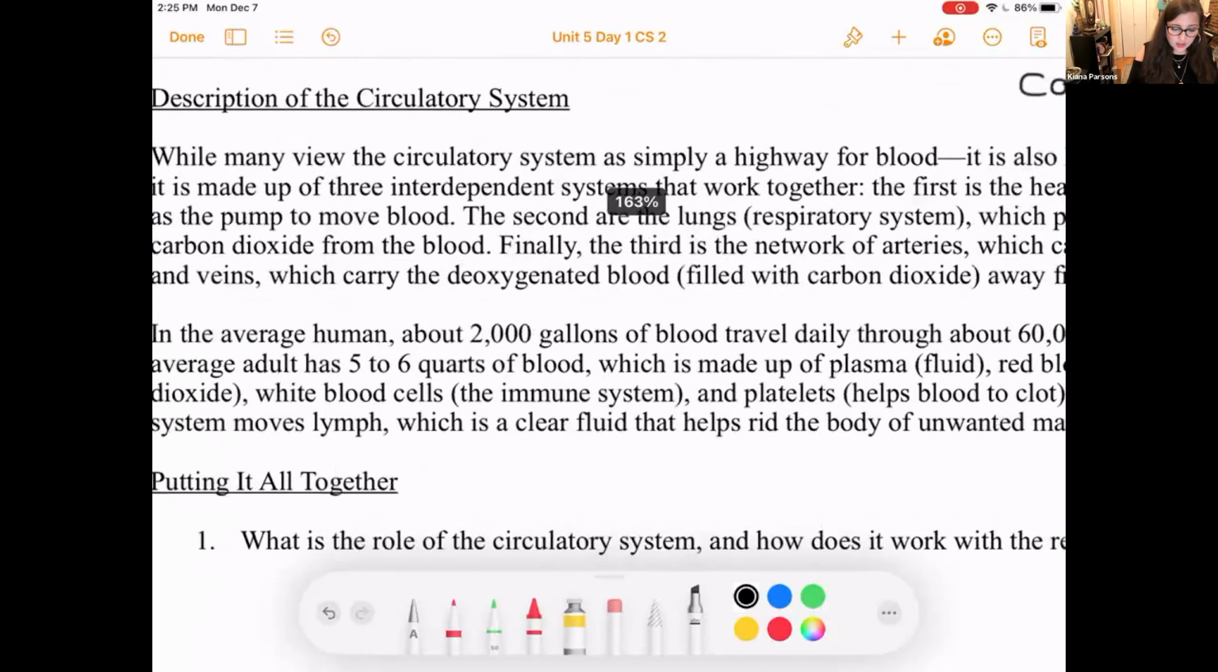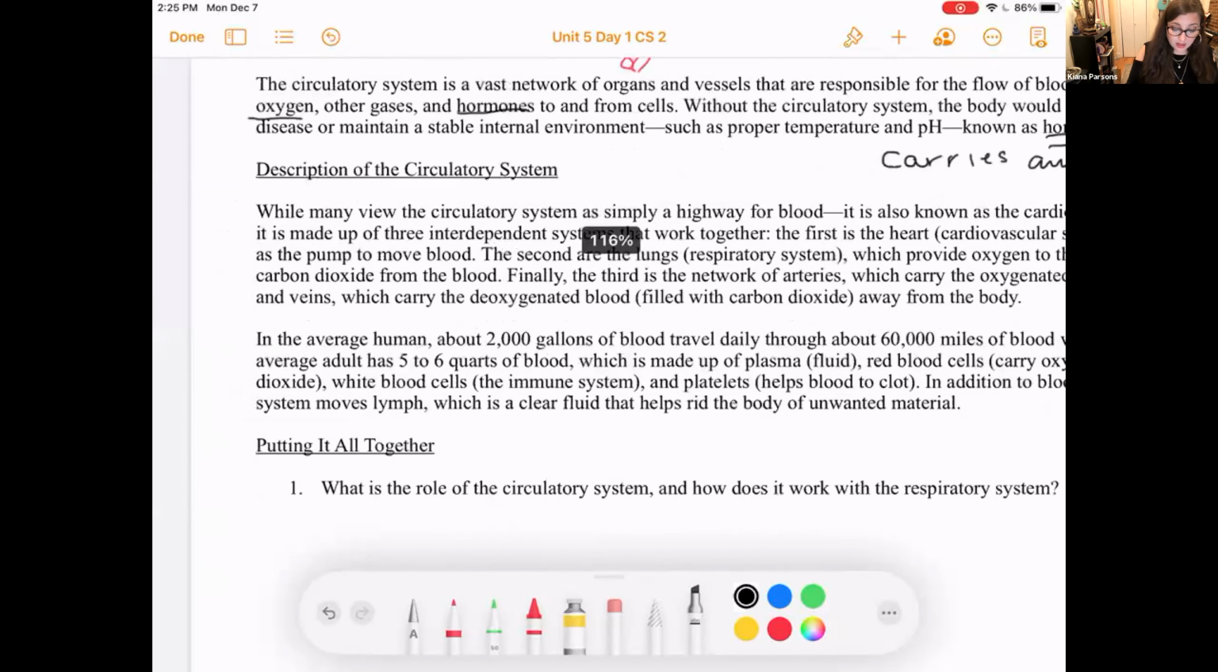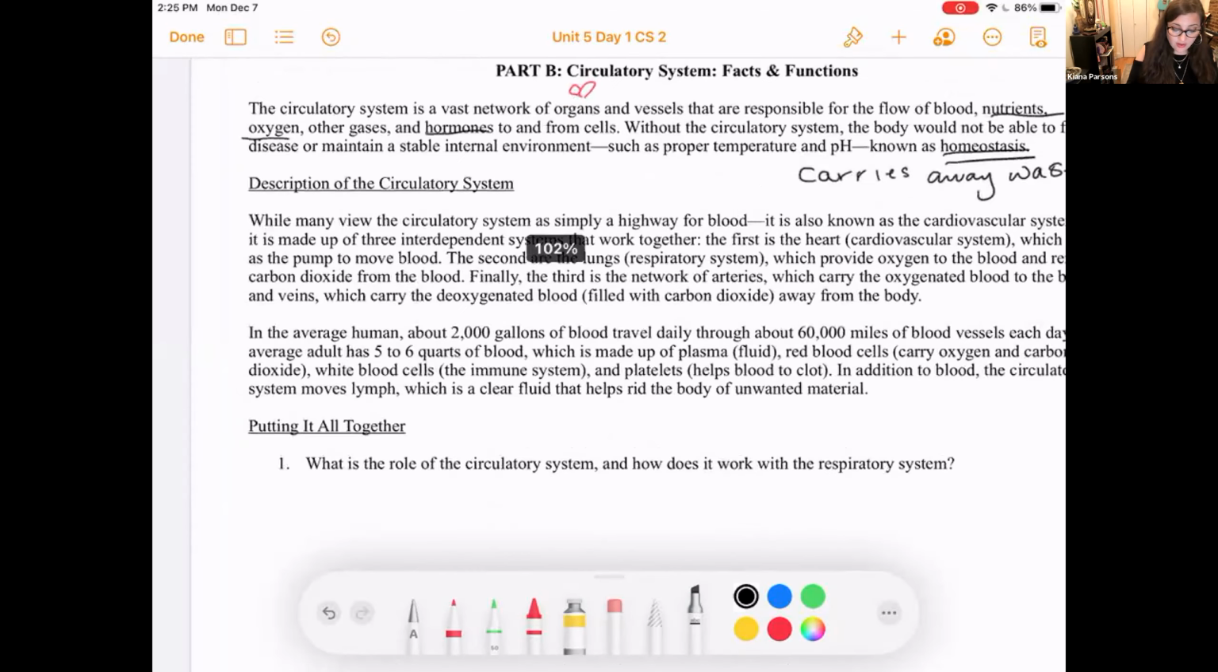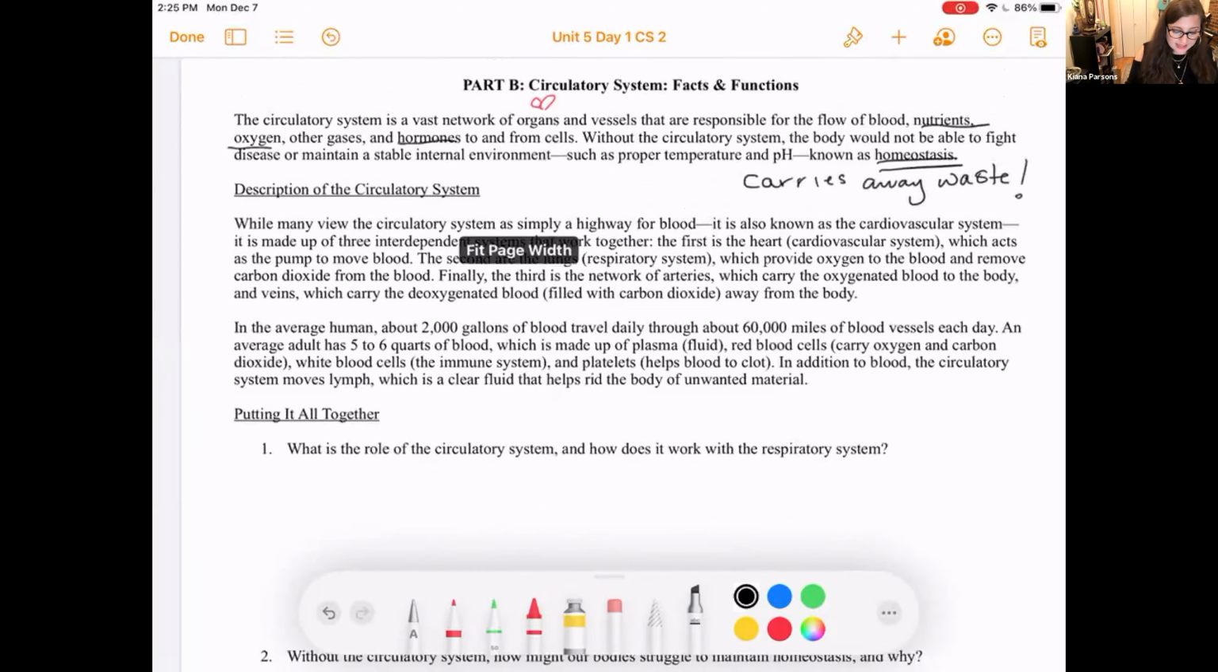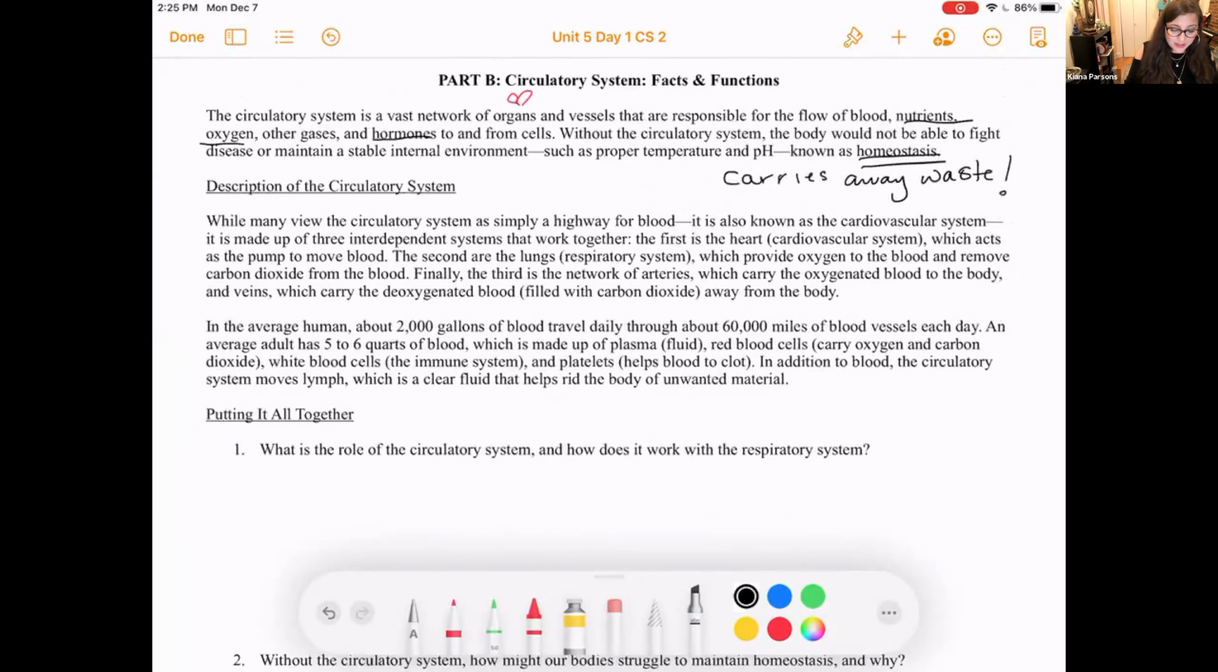While many view the circulatory system as simply a highway for blood, it is also known as the cardiovascular system. It is made up of three interdependent systems that work together. The first is the heart, the cardiovascular system, which acts as the pump to move blood.